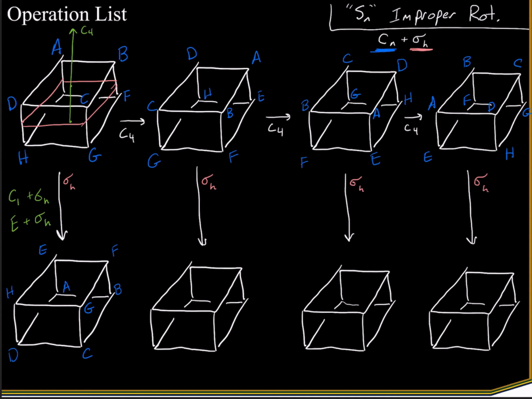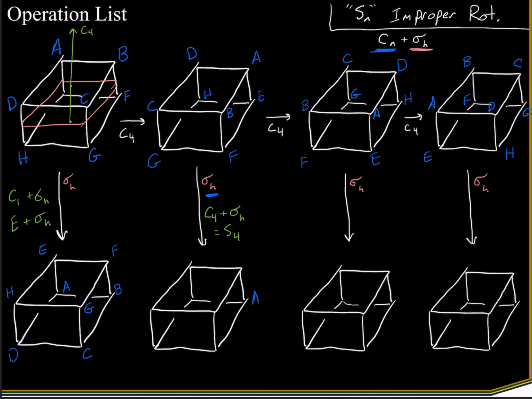And so this is just our boring old sigma h. This is not a new operation. So if we move over 1, right, and now we're looking here, and we perform our sigma h, what this operation is, this was now a C4 plus that corresponding sigma h. So this is going to be a new operation, which is an S4.